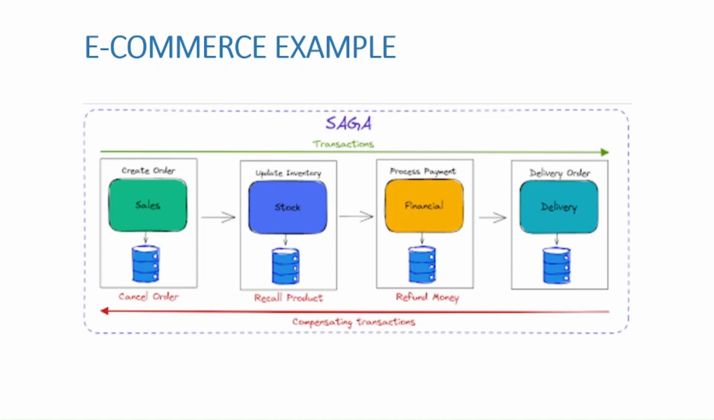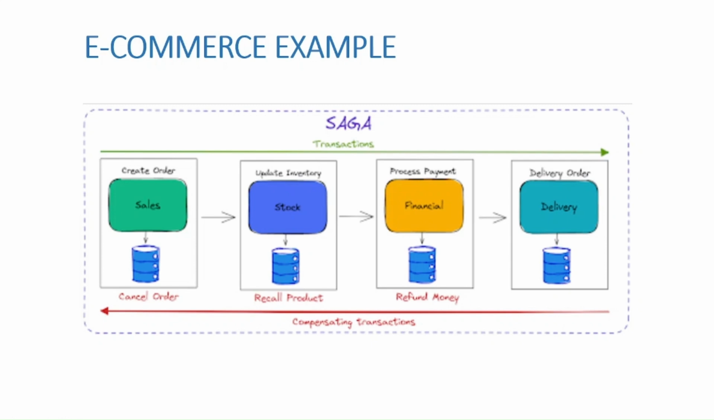Here, in this example, it's an e-commerce example. The sales service is responsible for creating an order. After it's done with its part, it will send an event to the stock service, whether it is successful or it has failed. If it is successful, the stock service will run the update inventory, and this way the entire transaction would be processed.